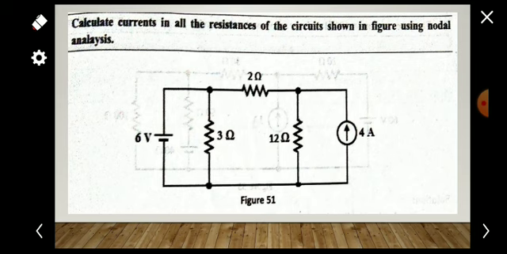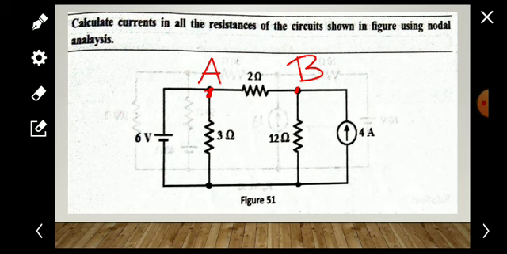If you are going to do a problem based on nodal analysis, the first step is to find the number of nodes in the given circuit. We have to identify the number of nodes. As per the given circuit, this is the first node, so we can name it node A, and this is the second node, we can name it node B. And we have to find a reference node also.